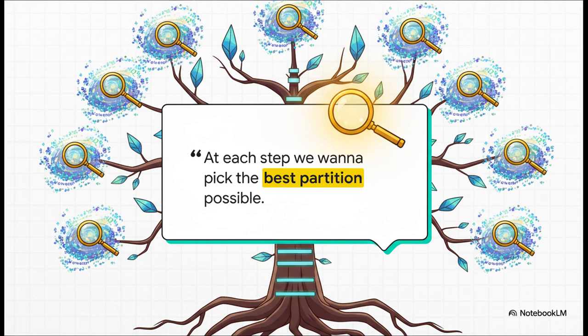Well, that's the thing. As Raphael Townshend from Stanford's CS 229 course puts it, at each step, we want to pick the best partition possible. The tree is greedy. At every single fork in the road, it looks for the one question, that one split, that's going to give it the biggest win right now. It's not playing chess thinking 5 moves ahead. It's just making the best possible move it can, right here, right now.